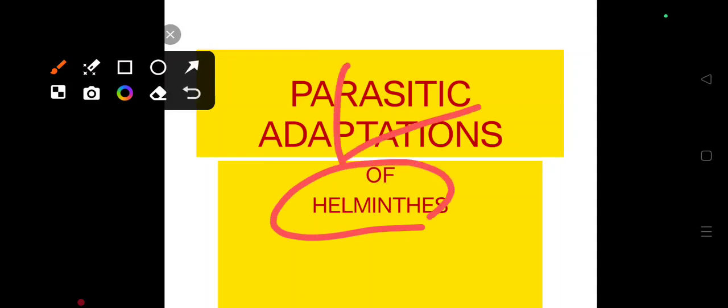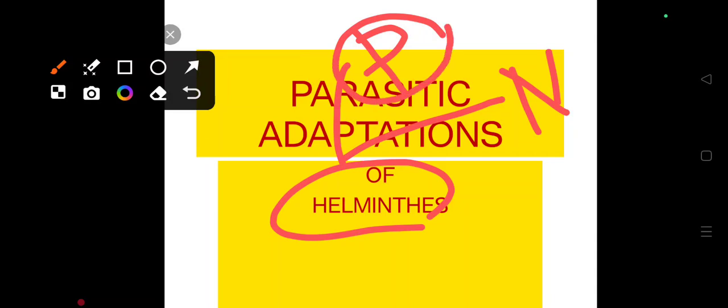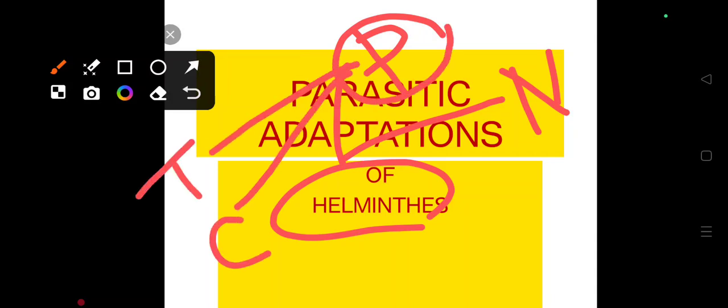Today we will talk about parasitic adaptations of helminthes, which is a very important chapter for BSc first year students, for CPET exam and for PGT exam. So let's start. As we all know, helminthes include two broad categories, that is platyhelminthes and nematohelminthes. Under platyhelminthes, trematodes and cestodes are mainly parasitic forms.